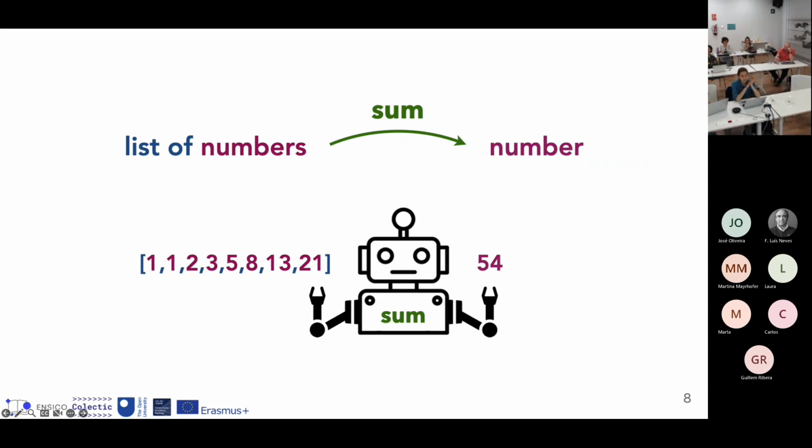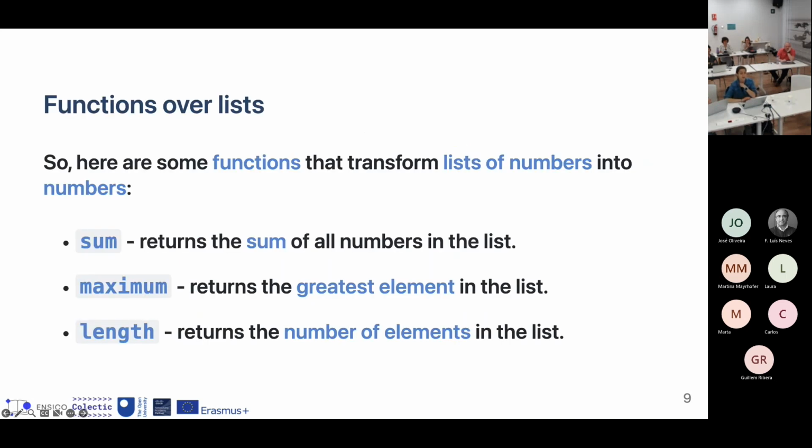Yeah, and there are several functions. When I say function or transformation, I will use them as synonyms. There are several functions that take as input a list of numbers and output a number, namely: the function sum returns the sum of all numbers in the list. Then we have a function called maximum that returns the greatest element in the list. And we have a function called length that returns the number of elements in the list. Okay? And now we are going to solve a very simple problem using some of these functions.